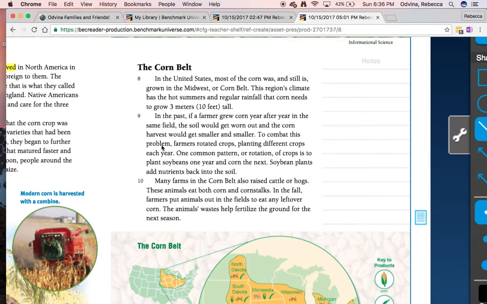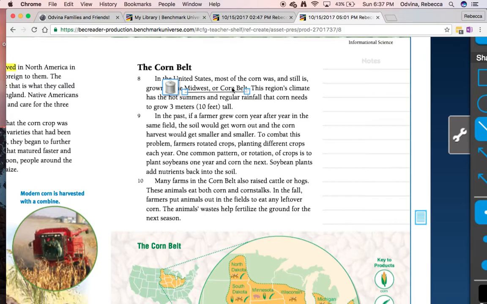So I'm going to go back to paragraph 8, and I'm going to get my annotating tool. It looks like I already have it out. And the subheading is the Corn Belt. So I will look for information about the Corn Belt in this first paragraph. I read that Corn Belt is a nickname for the Midwest. And I can tell that because it says Midwest or Corn Belt. So these are interchangeable words.